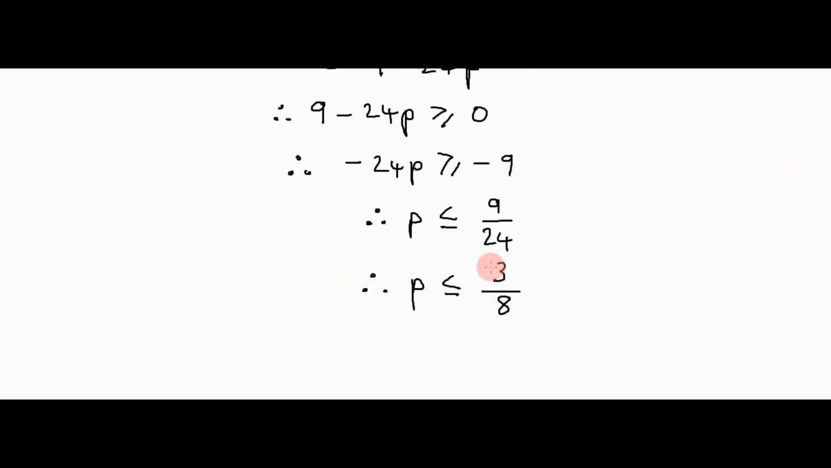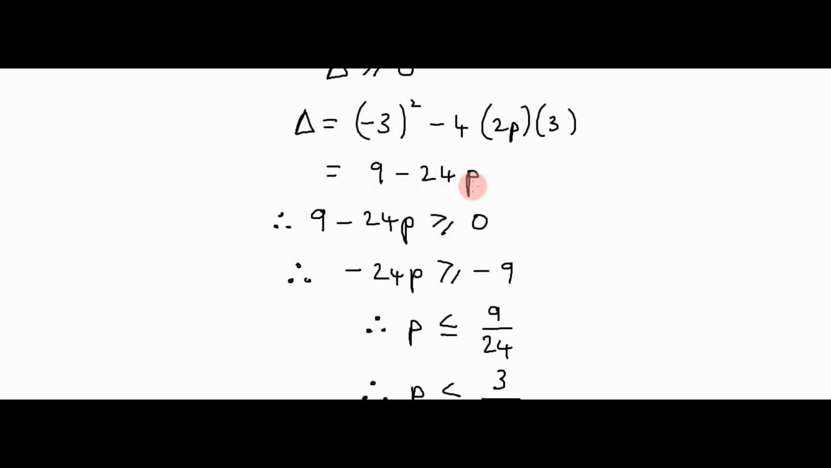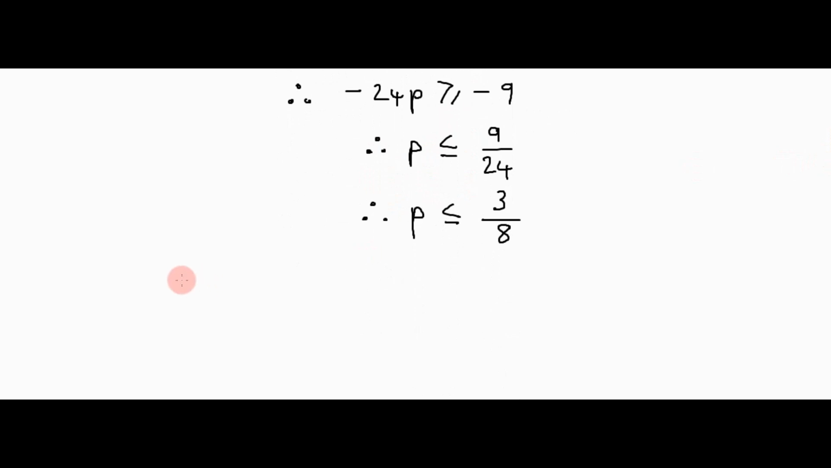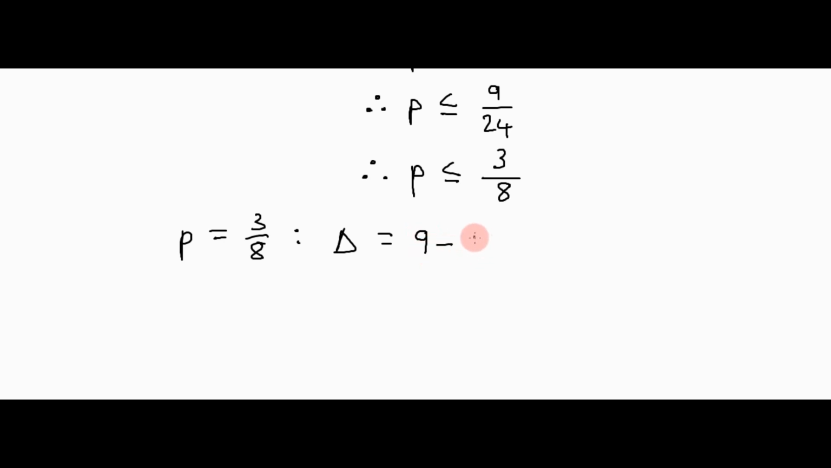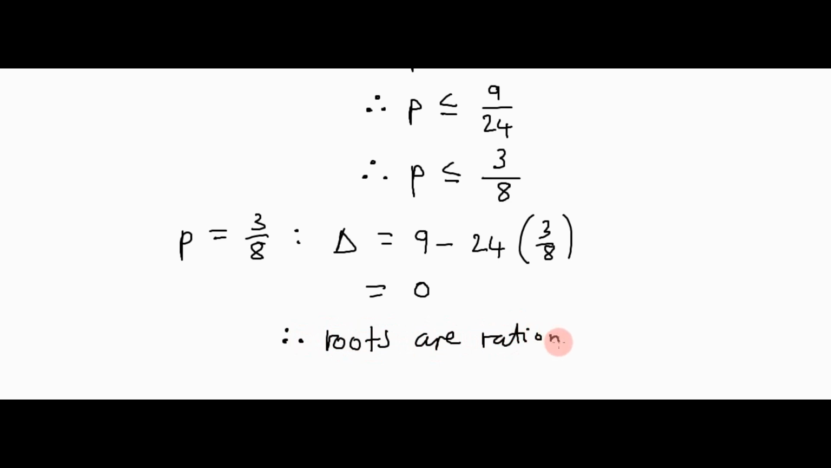So we want to see whether when we plug 3 over 8 in for p into this equation, we get a perfect square. So when p is equal to 3 over 8, delta, now delta is 9 minus 24p, so delta will equal 9 minus 24 times 3 over 8. And this is actually equal to 0. So we see that when p is 3 over 8, delta is equal to 0. And 0, of course, is also a perfect square. So the p value 3 over 8 does work. So the roots will be rational for p equal to 3 over 8. So this is one value of p which would work.